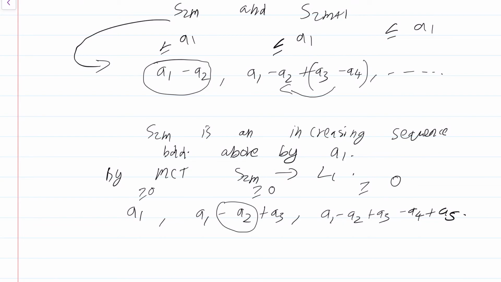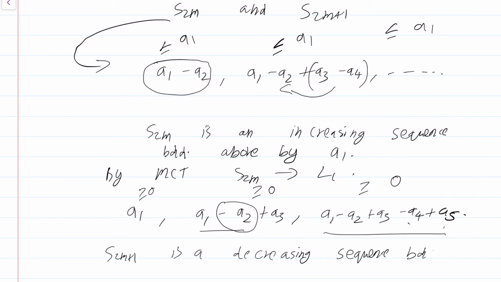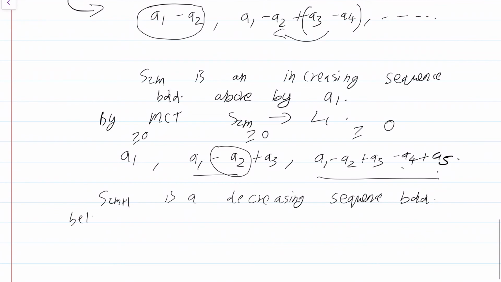Moreover, look at what is happening. I have subtracted a2 from a1 and added back a quantity whose magnitude is less than a2, because a3 is less than or equal to a2. Similarly, in this I have subtracted a4 but added back a quantity whose magnitude is lesser. So S2m plus 1 is a decreasing sequence bounded below by 0. So S2m plus 1 converges to some L2.